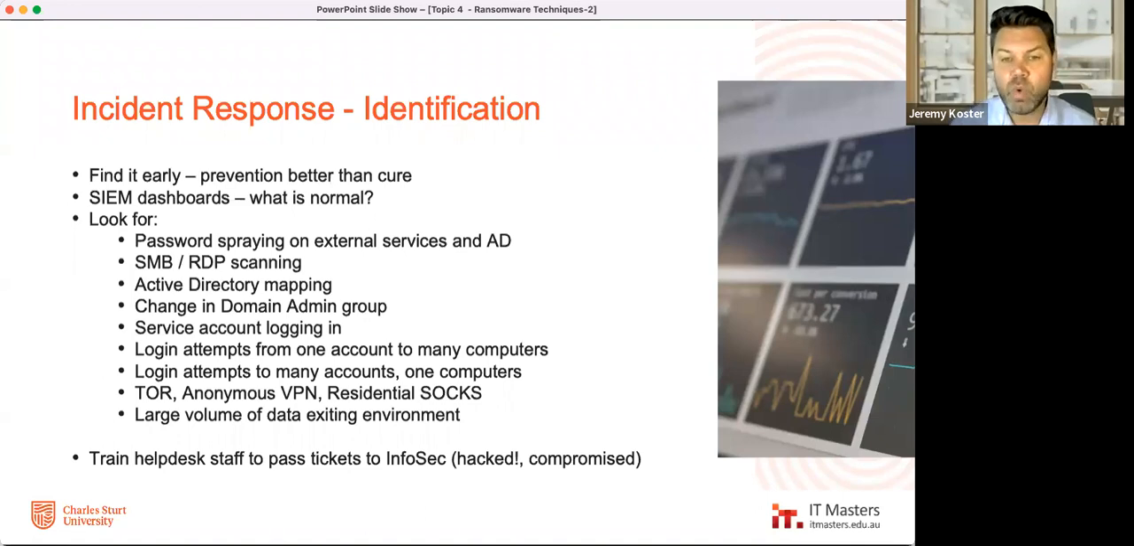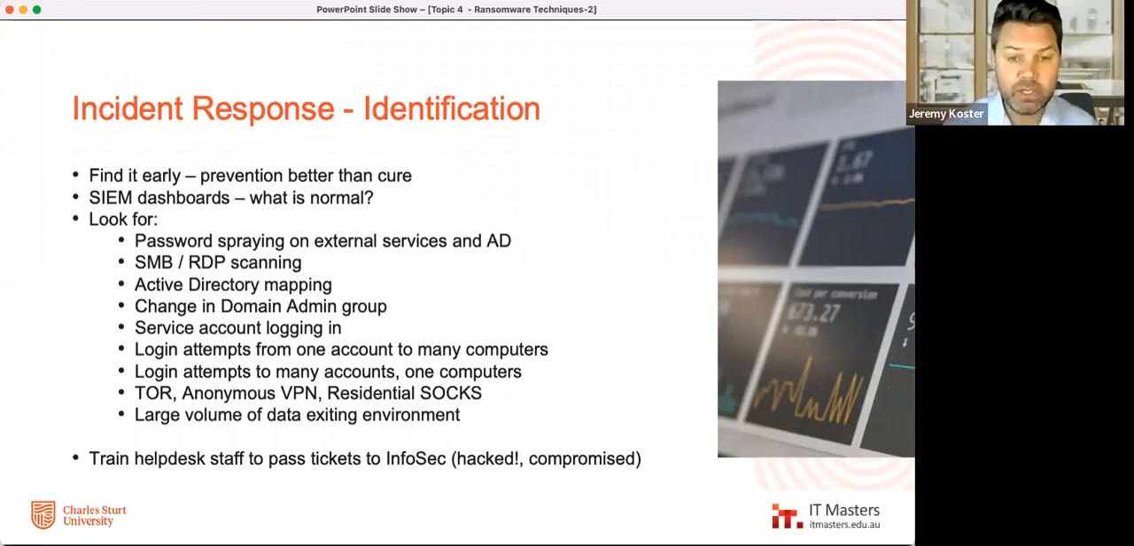Login attempts from one account to many computers. And this is similar to the SMB scanning, but if you see some workstation hitting, you know, more than 20 computers with the same username, who would be doing that? And the answer is usually just desktop support or server support or something like that when they're doing maintenance. But you can find out who that is, just check with them. Is that you? It's not you, then let's investigate.